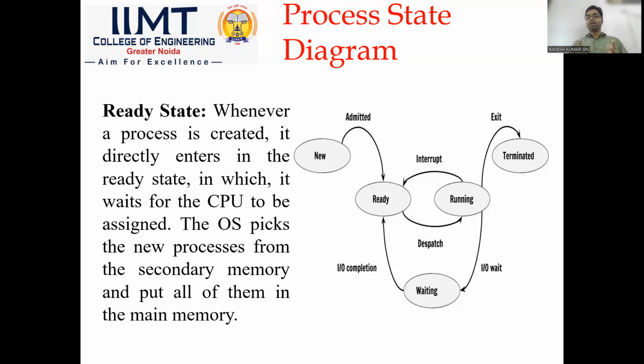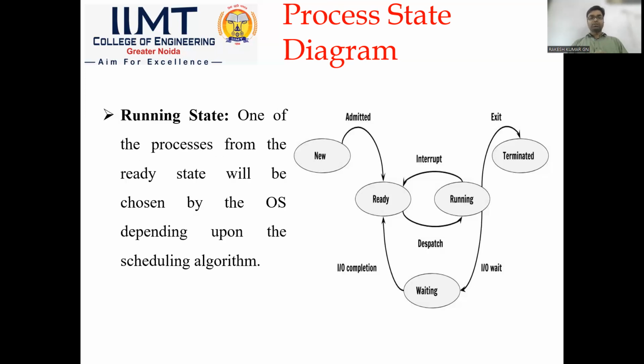Here a number of processes reside in the main memory, because we want to increase multiprogramming. That's why we can store a number of processes in the ready queue, because we want to maximize the CPU utilization. Now the third state is the running state.